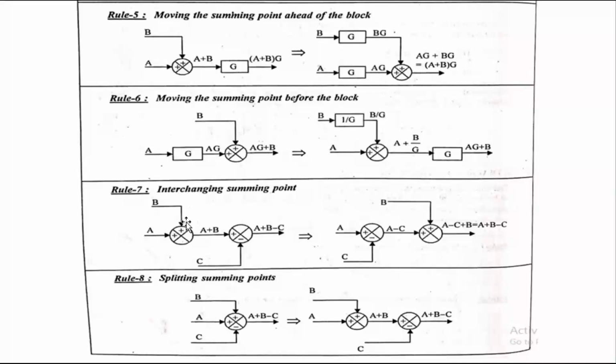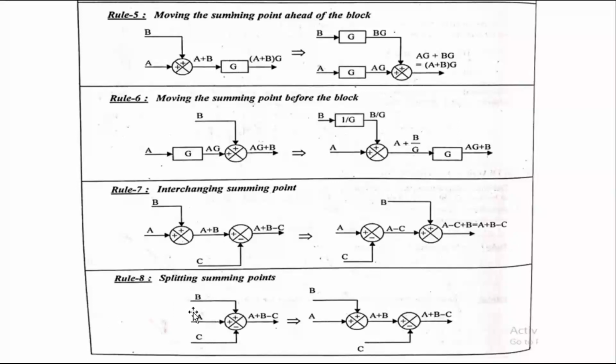Then interchanging of the summing points. It's directly interchanging the summing points. Here we can draw this first summing point in the second place, then the second summing point here in the first, then here A, C, then B, C. The output is the same.